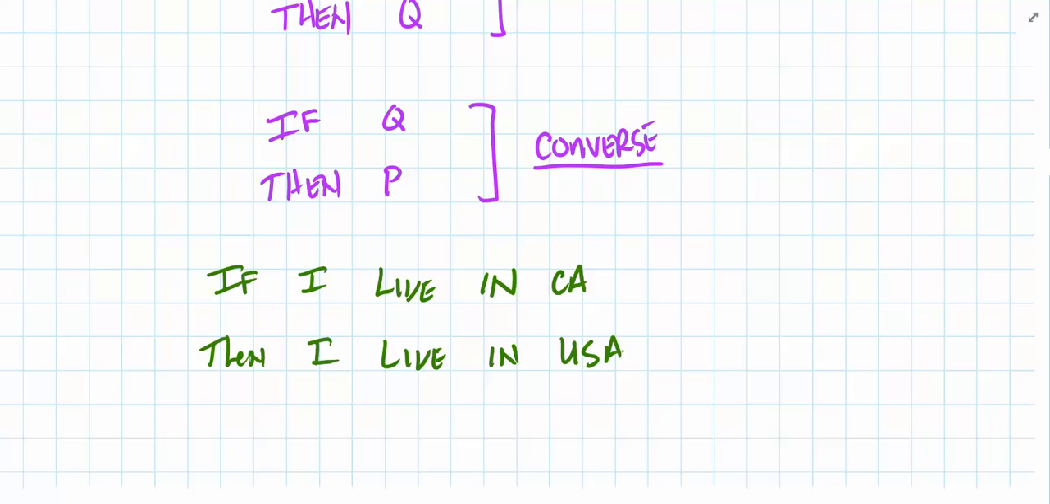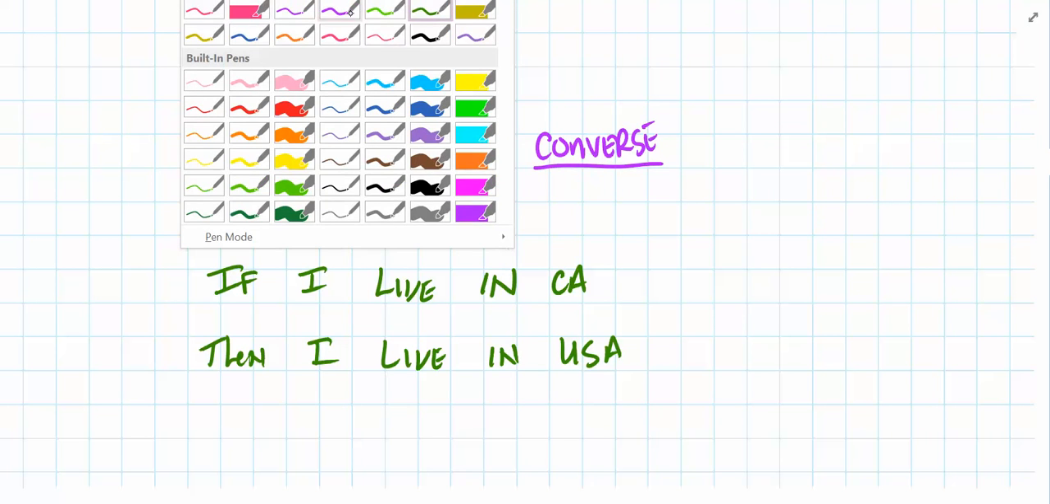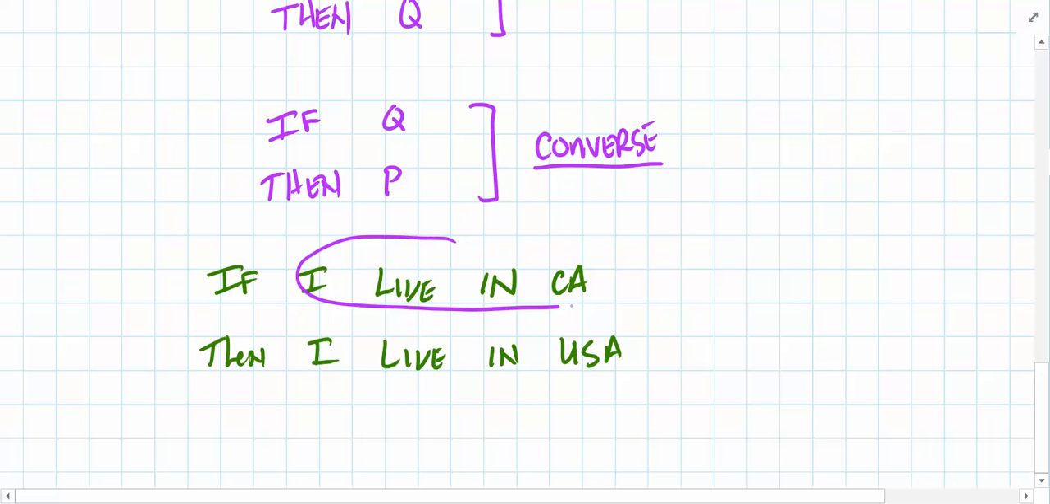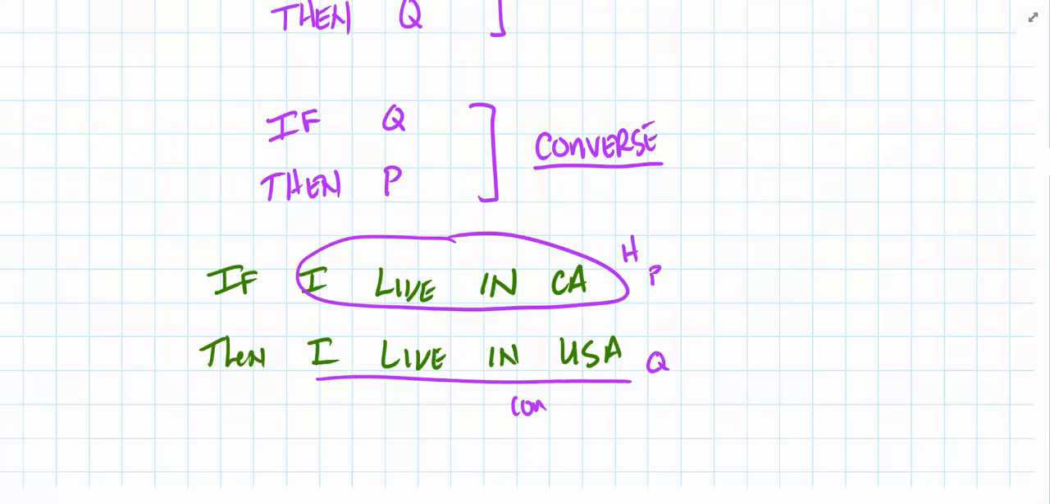What is the hypothesis to this statement, you guys? I live in California. Very good. If I live in California, that's my hypothesis. That's the P part, right? What's the Q part? I live in the USA. That's my conclusion. That's the Q part. If I live in California, then I live in the USA. Let me ask you this question. Is that statement right there a true statement or a false statement? That's a true statement. If you live in California, you live in the United States.